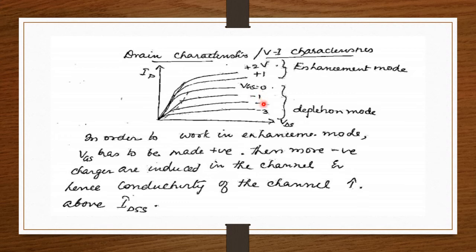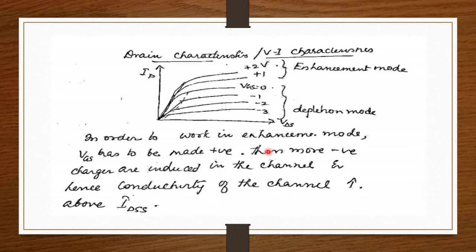Then when we apply negative VGS voltages, we get the depletion mode, right? So when we go on increasing the negative value of VGS, the current decreases. So ID decreases, which we have studied. This is because there is more and more depletion. The width of the depletion layer increases in the N channel region, and hence the conductivity decreases.